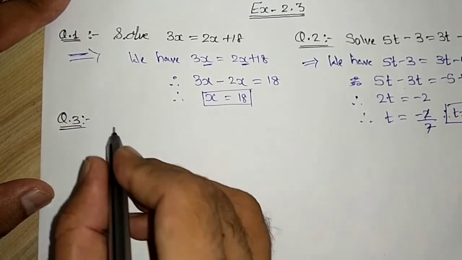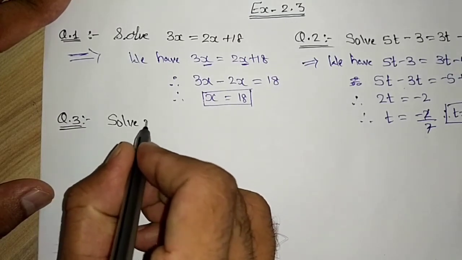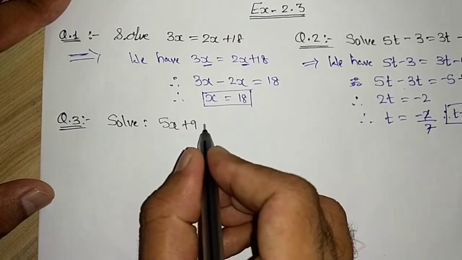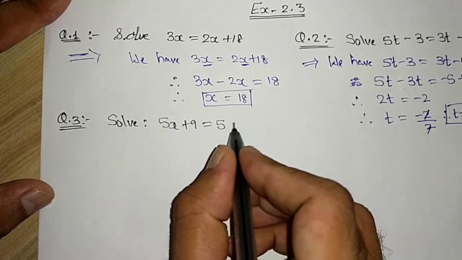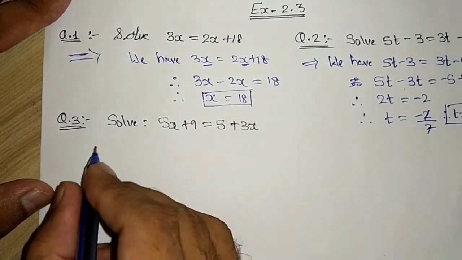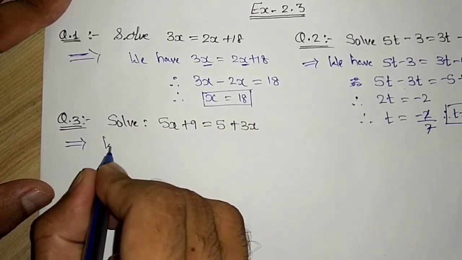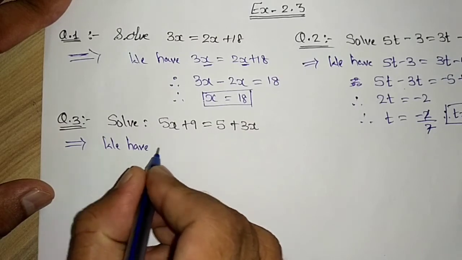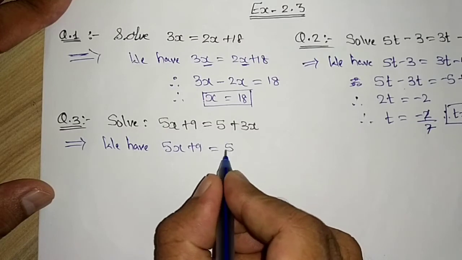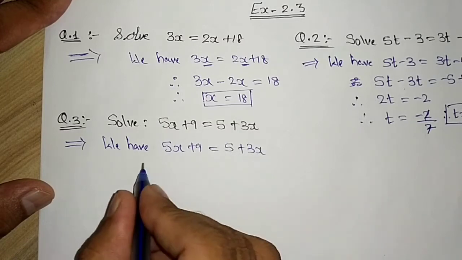Question number 3 is solve 5x plus 9 is equal to 5 plus 3x. Again same rule. We have 5x plus 9 is equal to 5 plus 3x.